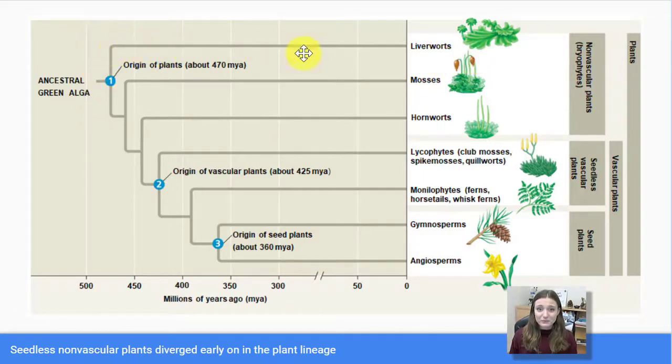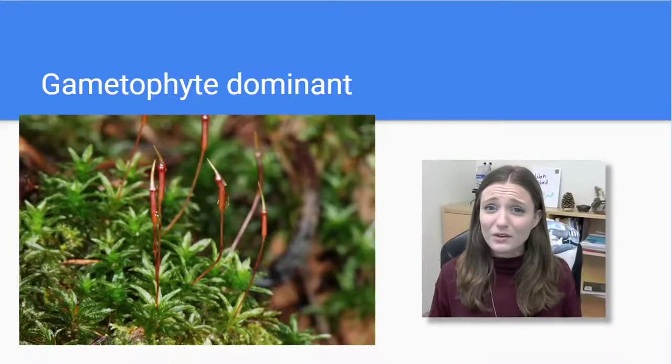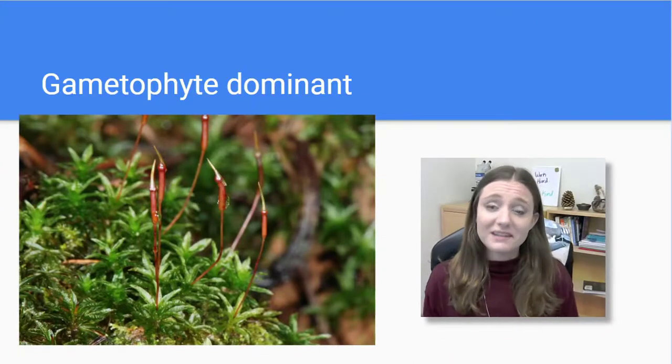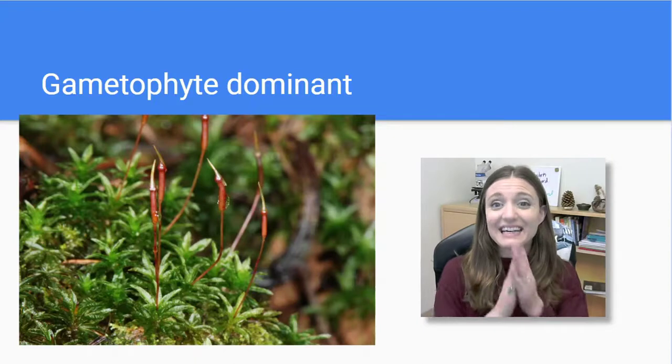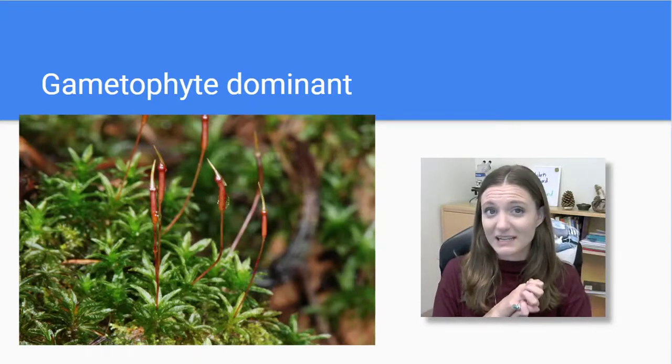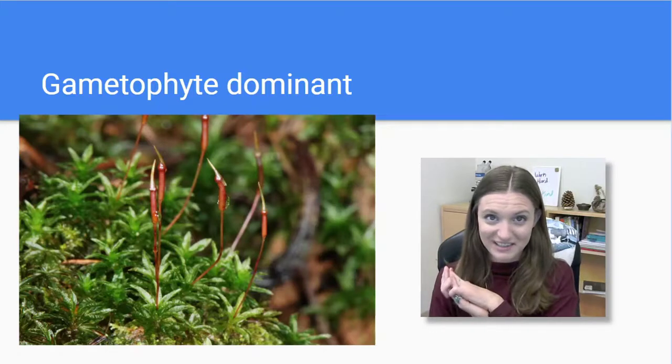These non-vascular plants diverged relatively early on in the phylogeny of plants. And we have three groups: hornworts, mosses, and liverworts. We talk about them all collectively as being non-vascular plants. We think that this group is kind of like the outgroup in a sense. We think it retains a lot of characteristics of the ancestor of embryophytes. One of those characteristics being that their dominant life cycle stage in these non-vascular plants is the gametophyte stage. Remember, gametophyte is the haploid stage, right?